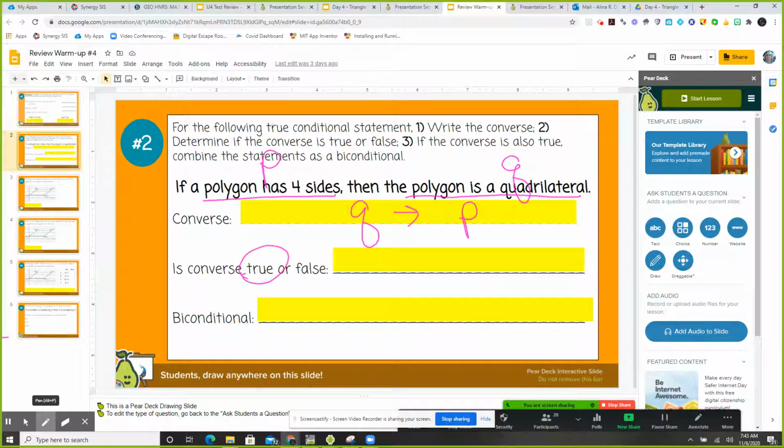True. Perfect. And so if I rewrite the biconditional, I want to put P if and only if Q. So I would read that: a polygon has 4 sides if and only if, that if and only if has to come in the middle, then the polygon is a quadrilateral. A polygon has 4 sides if and only if it is a quadrilateral.